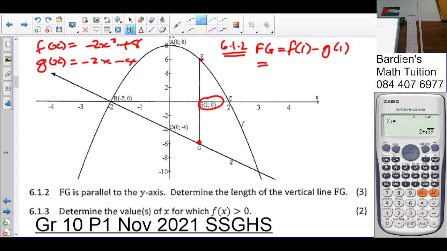So f of 1 is going to be negative 2 into, if I see x, I put a 1, so it's 1 squared plus 8, minus, if I see x in the g, I put a 1, so it's negative 2 into 1 minus 4. Put that in a bracket because of the negative in front of the bracket. So this is going to give you negative 2 plus 8 is 6, minus minus 6, so it becomes plus 6. So the length of FG is 12 meters.